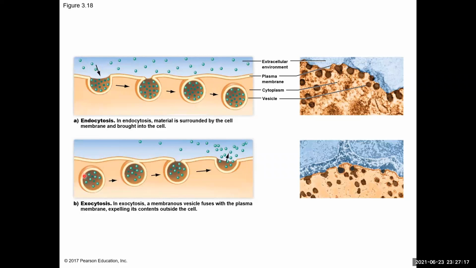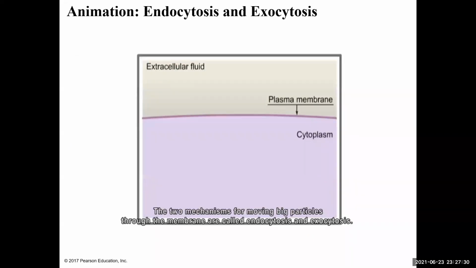And then the opposite happens with exocytosis. You have a vesicle with substances already inside. It goes to the plasma membrane, it fuses with the plasma membrane and pushes those substances into the extracellular matrix or extracellular fluid. And so again, we have an animation just kind of showing those processes.